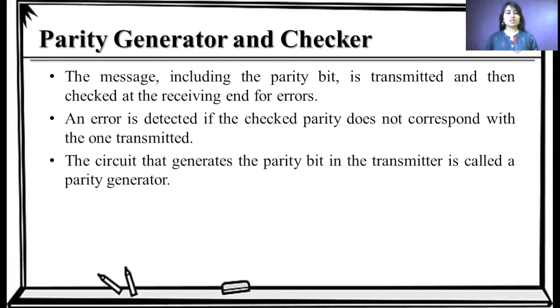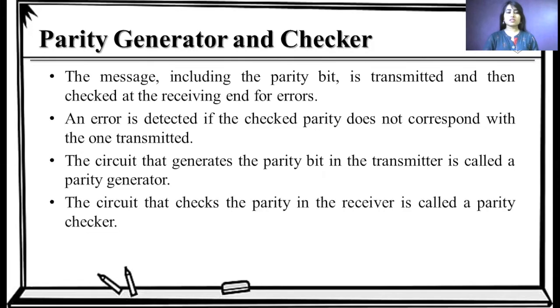So, the circuit that generates the parity bit in the transmitter is called a parity generator. And the circuit that checks the parity in the receiver is called a parity checker.